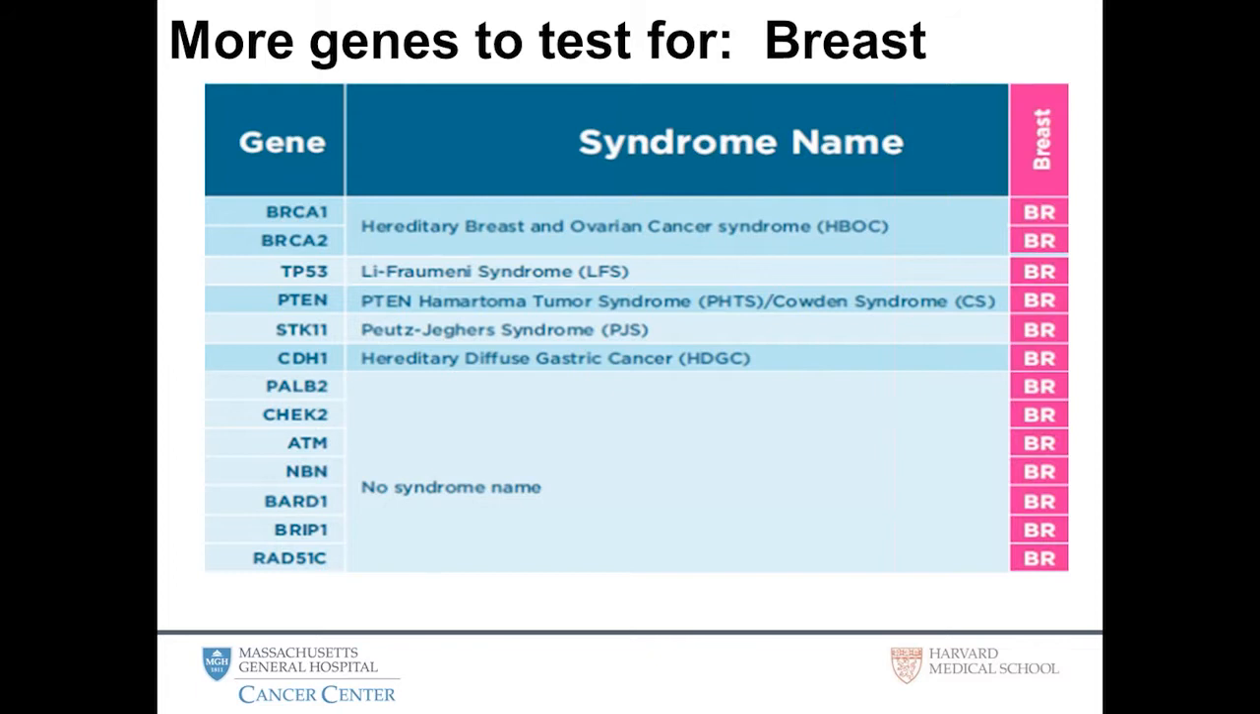So now, in addition to just knowing about BRCA1 and 2, which most of us have gotten pretty comfortable with, we now have to know about all these other possible breast cancer genes as well, and also get a sense of what these other genes do in terms of syndromes, some of which are relatively new and uncommon and don't even have a syndrome name as of yet.